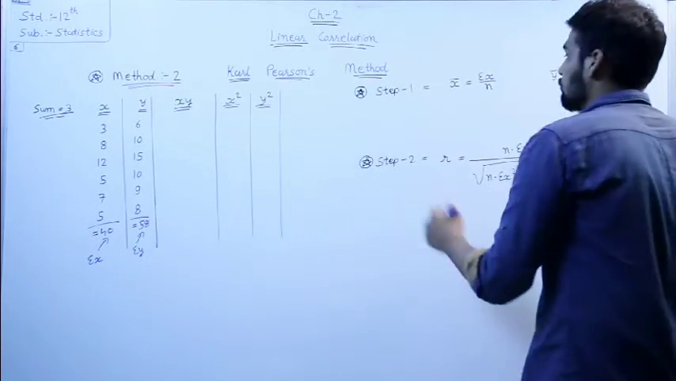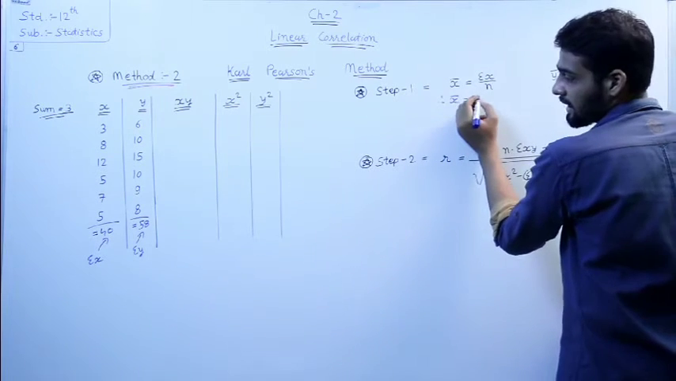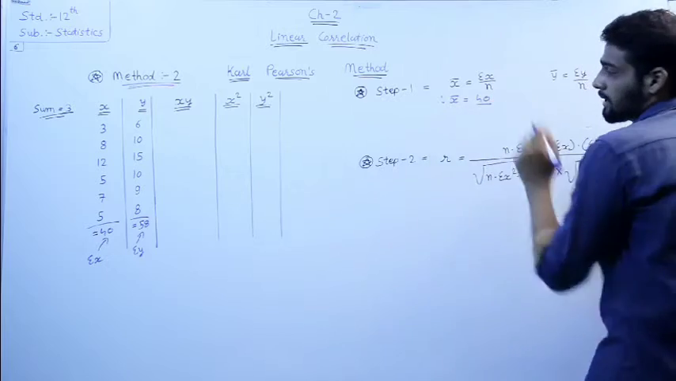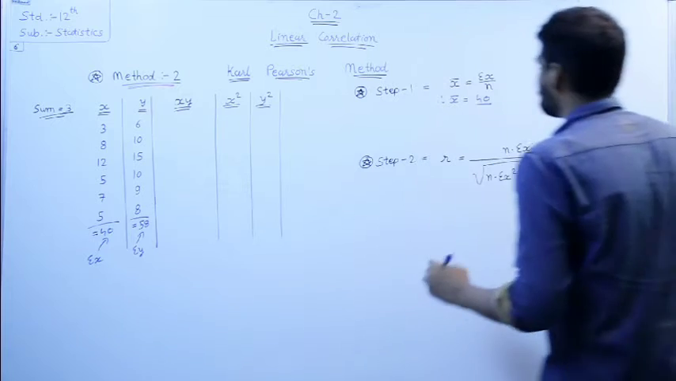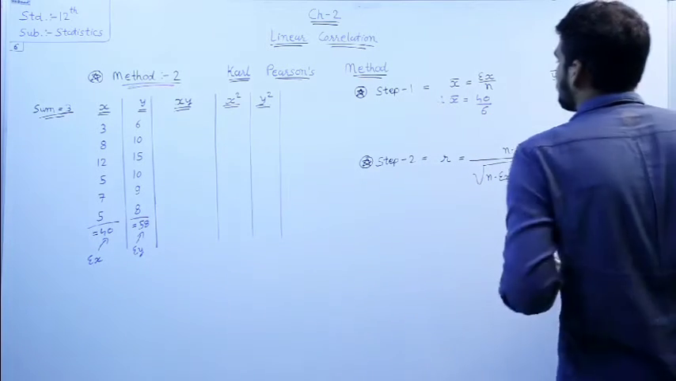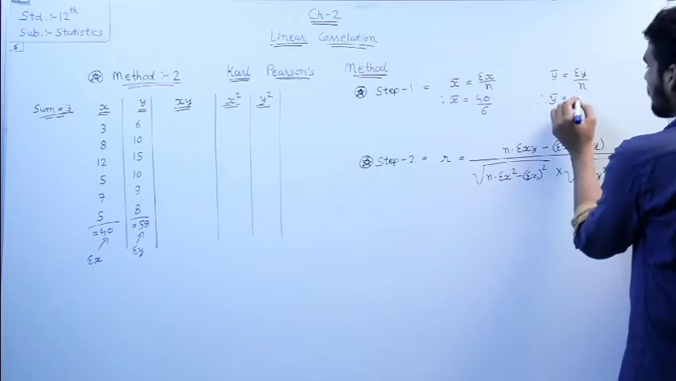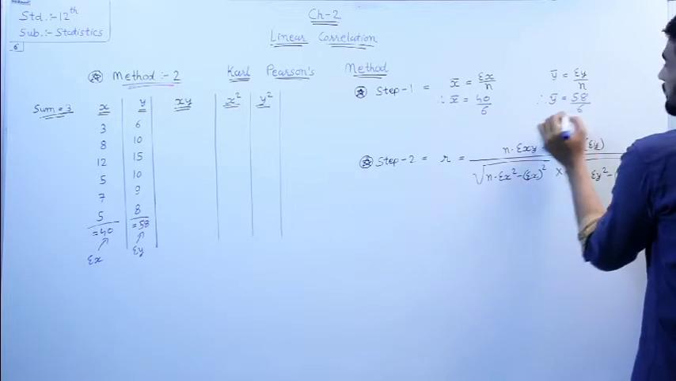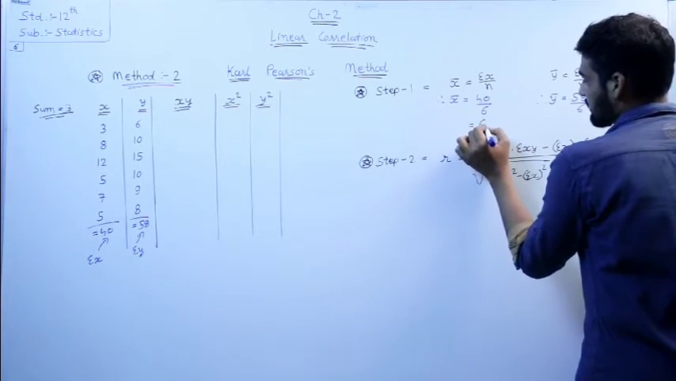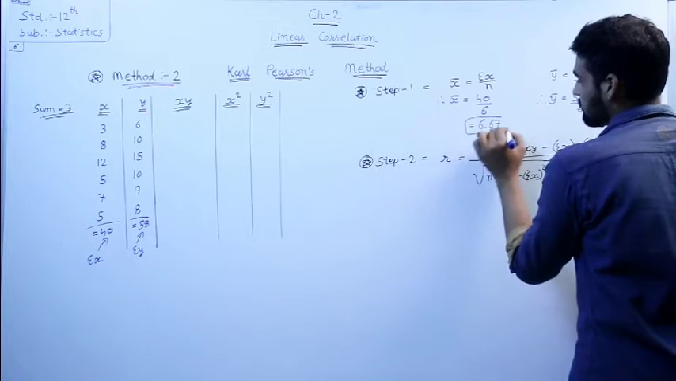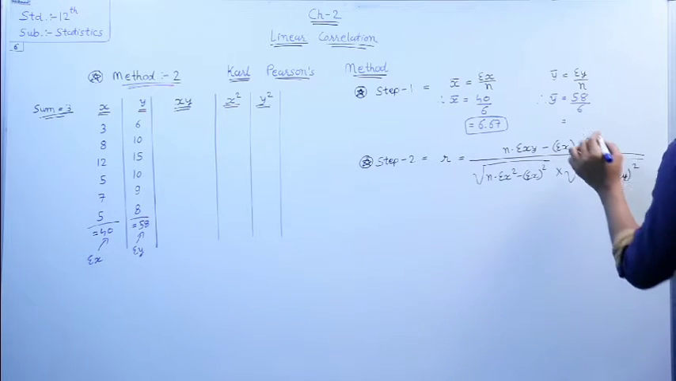Okay students, so let me find x bar and y bar. X bar is equal to sigma x, which is 40, divided by n. The number of observations is 1, 2, 3, 4, 5, 6. So 40 divided by 6, and y bar is equal to sigma y, 58 divided by 6. After division we get x bar as 6.67, and y bar as 9.67.